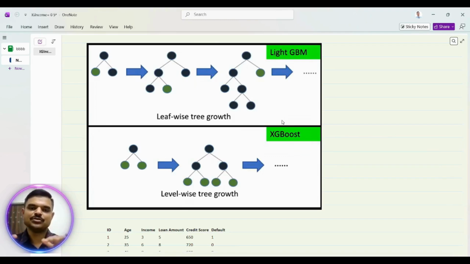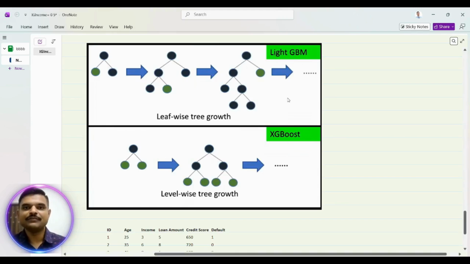XGBoost extracts and retrieves the data level by level, so it takes a lot of time. While LightGBM skips the recessive leaves, just eliminates them, and it grows by leaf, meaning it goes deeper leaf by leaf. That is why it is very fast.